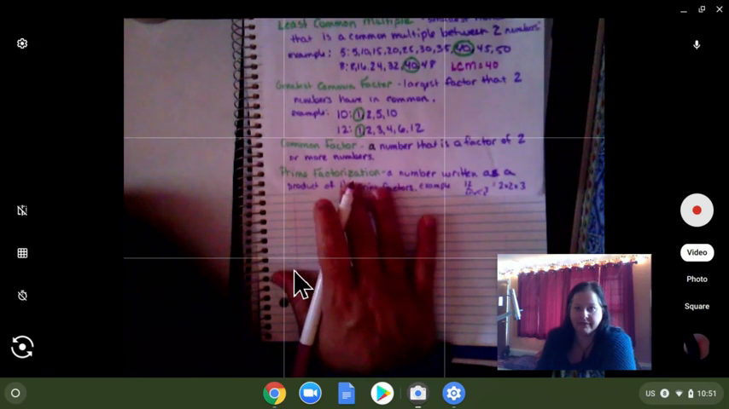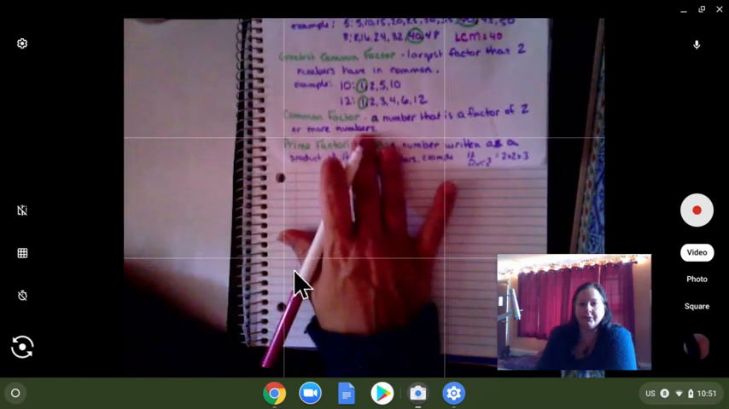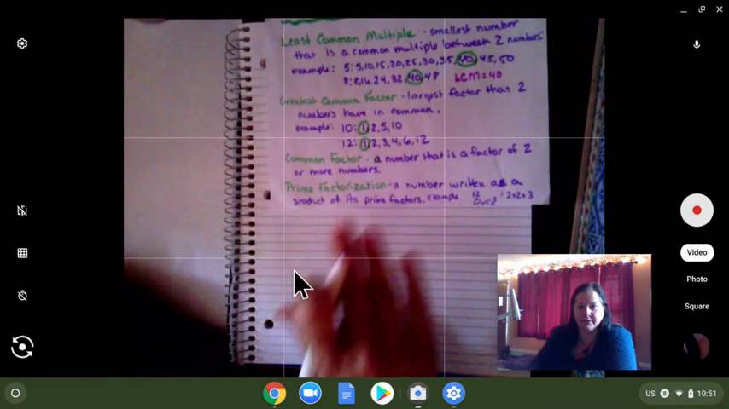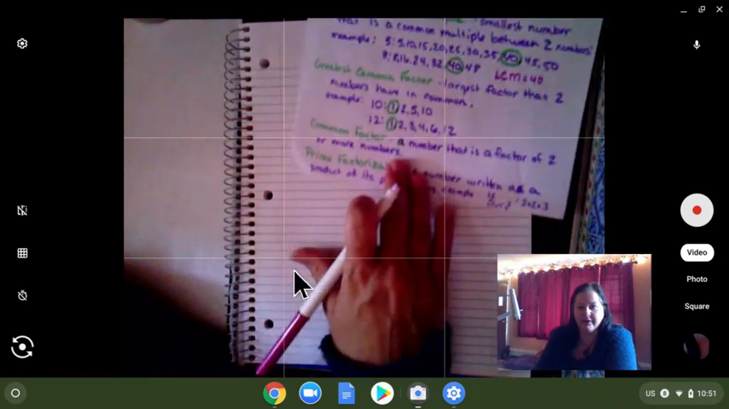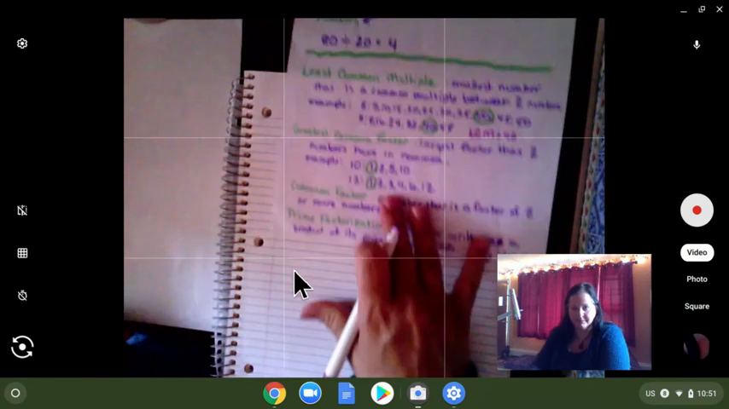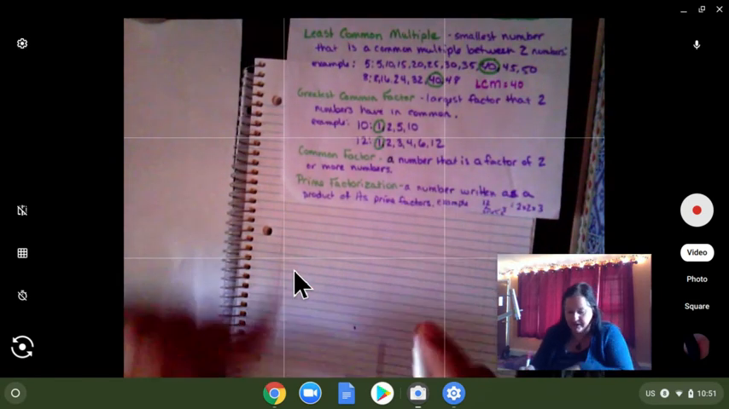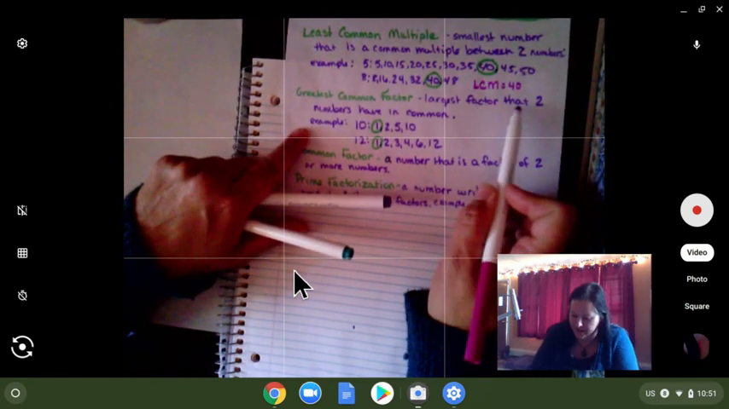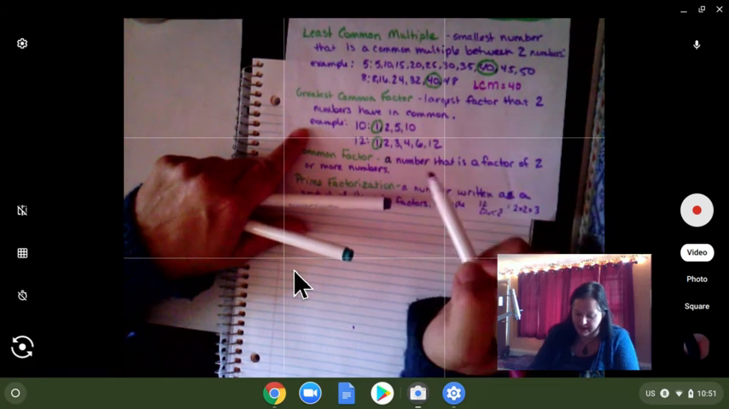All right, then we have the vocabulary word greatest common factor. So we have to think back. Yesterday we learned about what factors were and how to find a factor in a problem. So here we go. Greatest common factor is the largest factor that two numbers have in common.